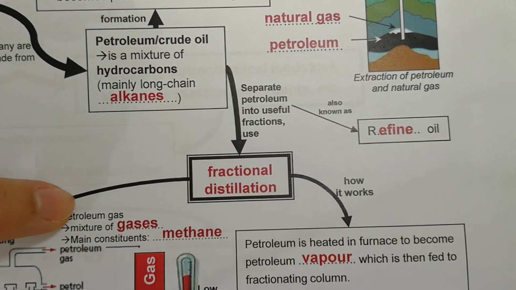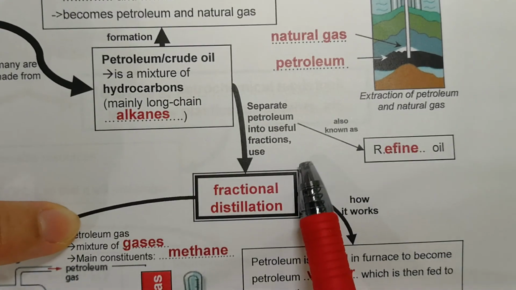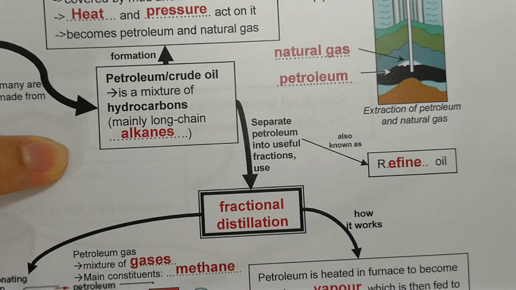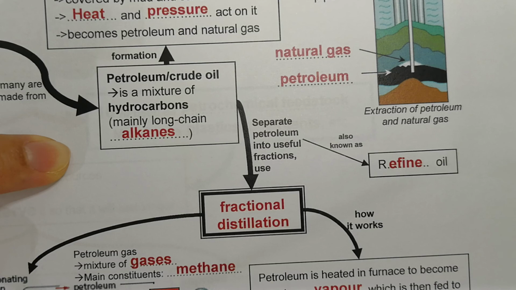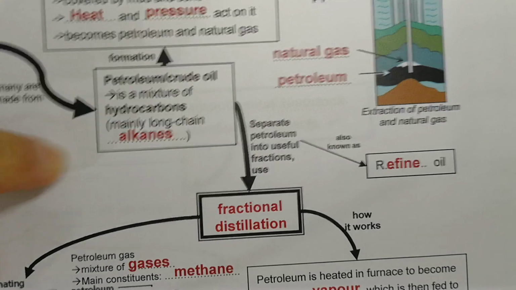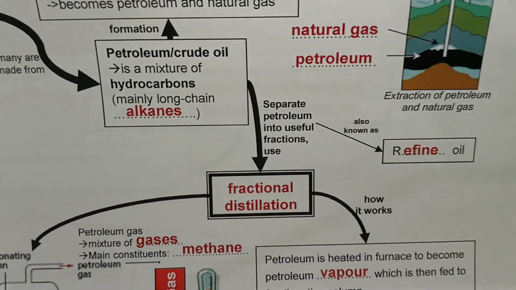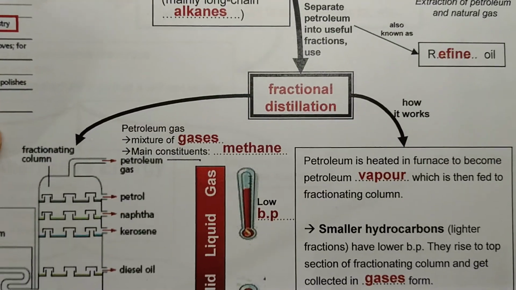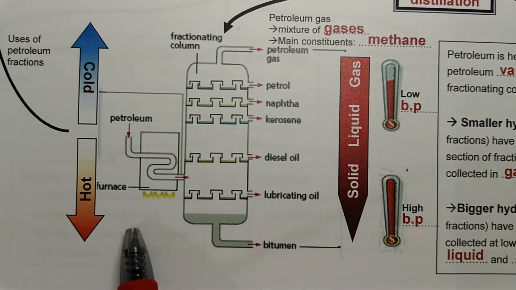Okay, so just as I mentioned, petroleum is actually a mixture of hydrocarbons. These are all different, so there are many different hydrocarbons in the petroleum. In order to separate them, we need to use a separation process called fractional distillation. So this is basically how it works, fractional distillation.